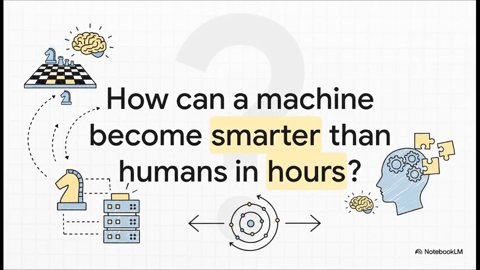Okay, so let me just start with a question that honestly still blows my mind. How can a machine, a piece of code really, start with absolutely nothing and in a matter of hours become smarter than every single human who has ever mastered a complex game? I mean, we're talking about games that have been studied for centuries. The answer? Well, it's all about how these things learn.